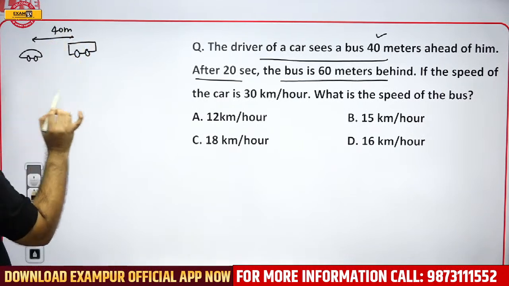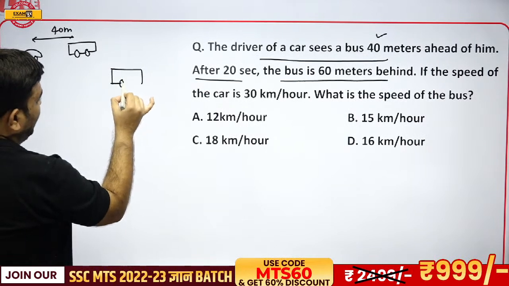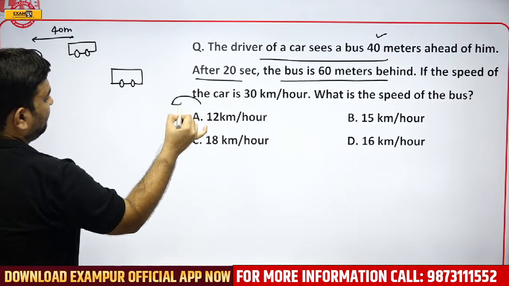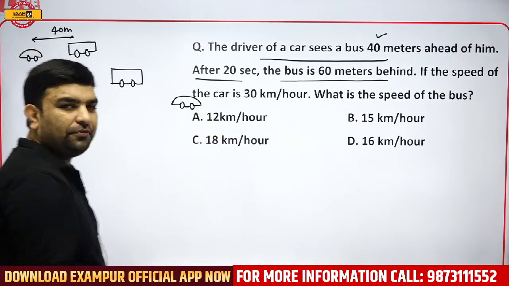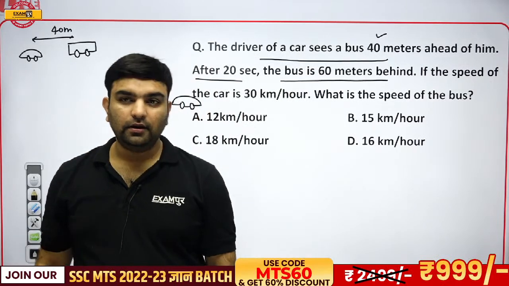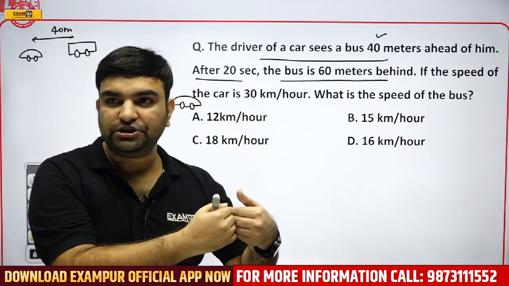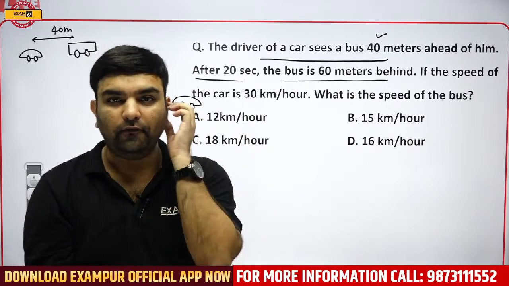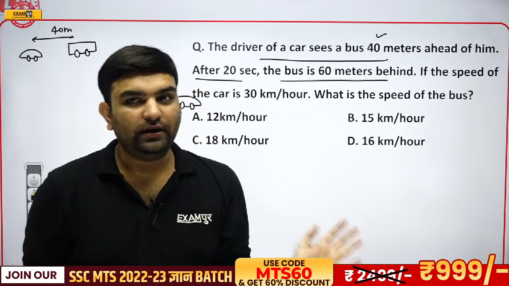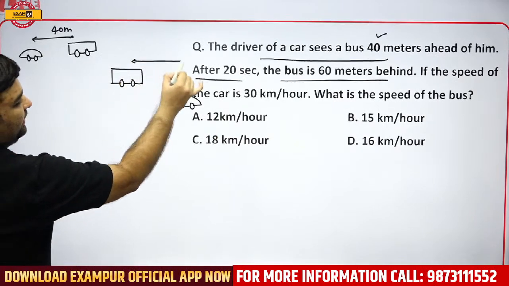Both of them are moving, but after some time, the bus has reached over here only and the car has reached over here. Real life crossing, guys. Anything that was initially behind is now ahead of the other thing. The car was initially behind, now it is ahead: 40 meters behind to 60 meters ahead.